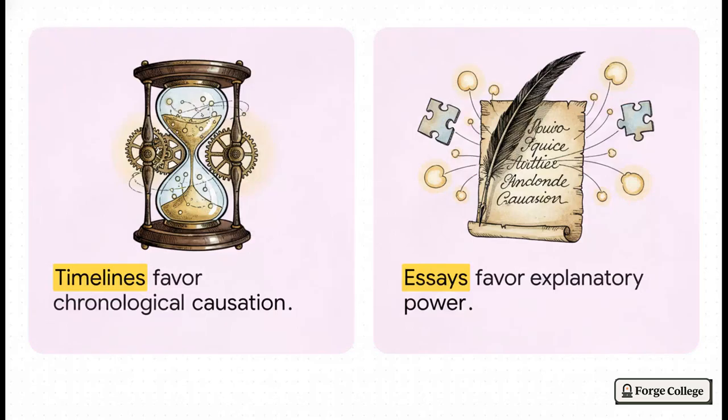Simple, right? Now that 4th step, prioritization, is where your project's final format really dictates your moves. If you're building a timeline, you need to favor chronological causation.